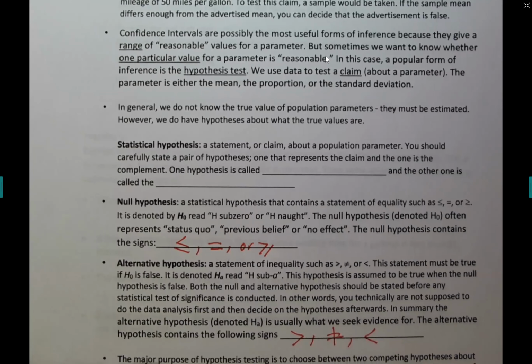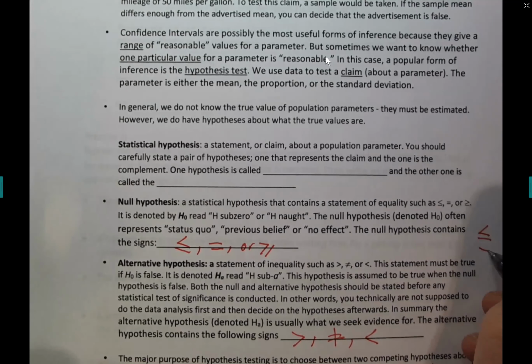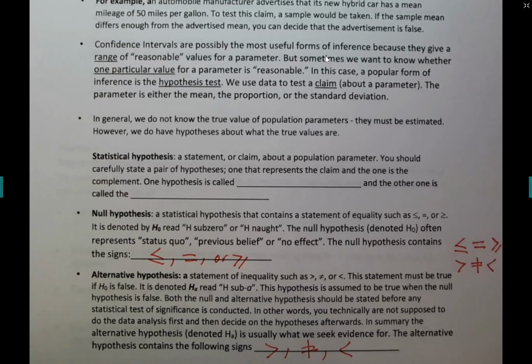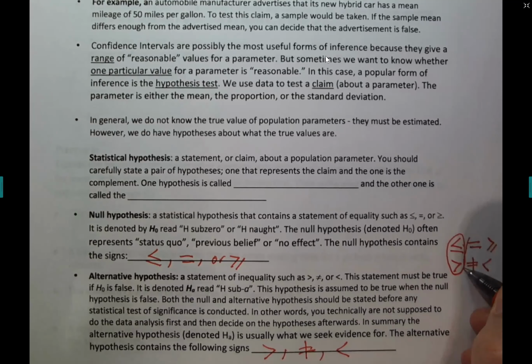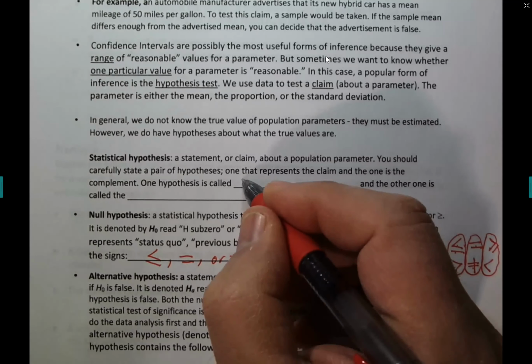Okay. So the alternative hypothesis, guys, contains the following signs: greater than, not equal to, and less than. So if you have this one in H0, you must have this one in HA. And if you have this sign in H0, you must have that one in HA. And if you have a greater than or equal, you must have that one. They come in pairs, just like that. Okay, that's how they come. These two together, these two together, and these two together. This is less than or equal to, this is greater than. Equal, not equal. Greater than or equal to, less than. Okay, here. One hypothesis is called the null hypothesis.